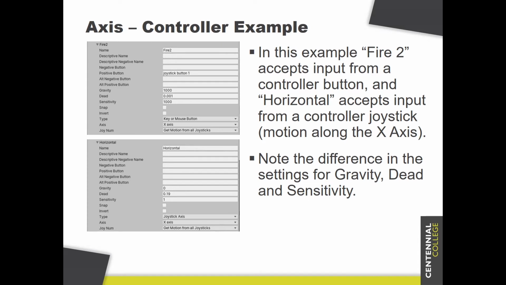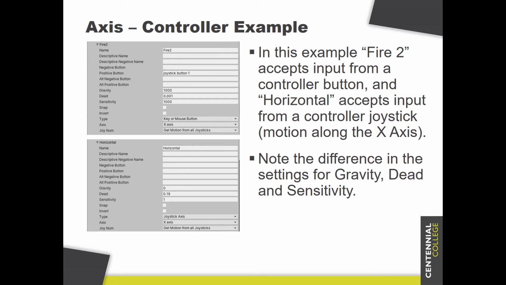And lastly, this is a controller example. So this is the Fire 2 example. And you'll note the difference. In this particular case, our positive button says joystick button 1. And what that means is that it's looking for the joystick button number 1. And in this particular case, it's actually getting it from any joystick.